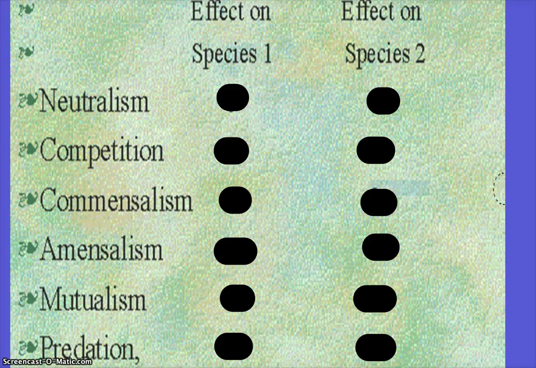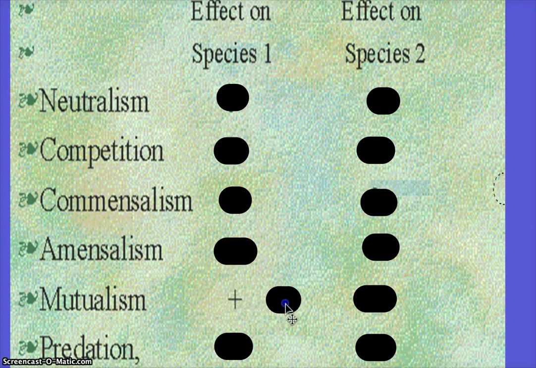Give me a plus, a minus, or a zero, depending on the relationship. Okay, so we're going to start with mutualism because that's the easy one. What would be species 1 and species 2 for a mutualistic relationship? Plus, plus. Good job.